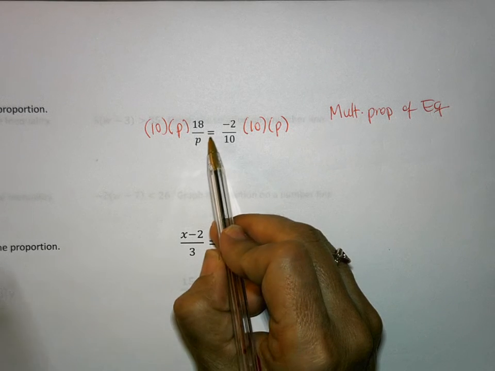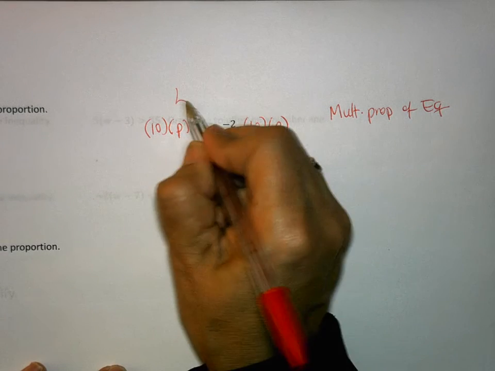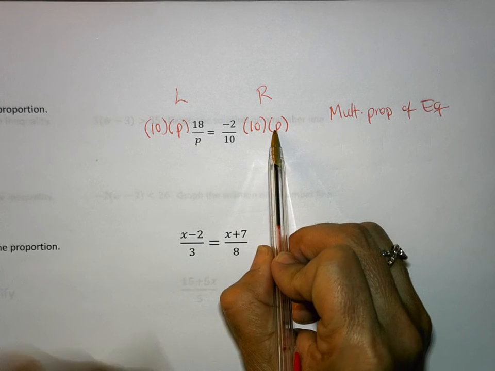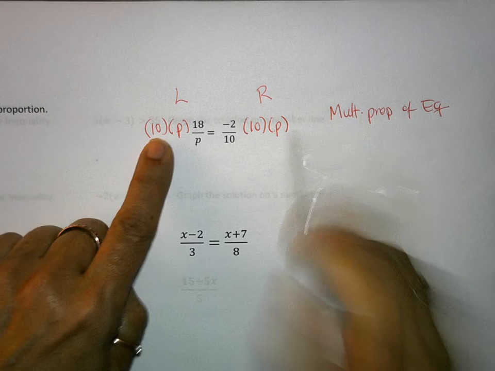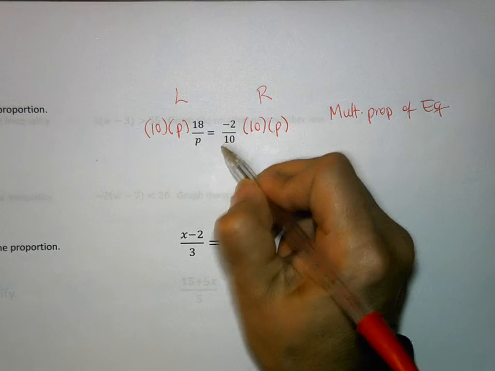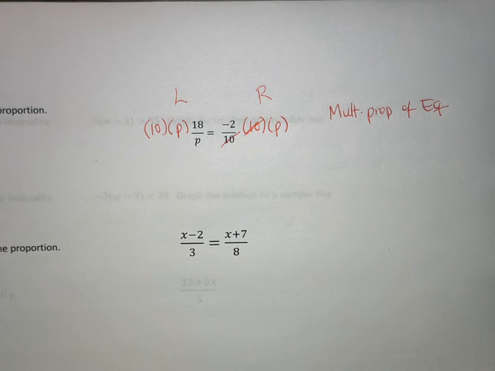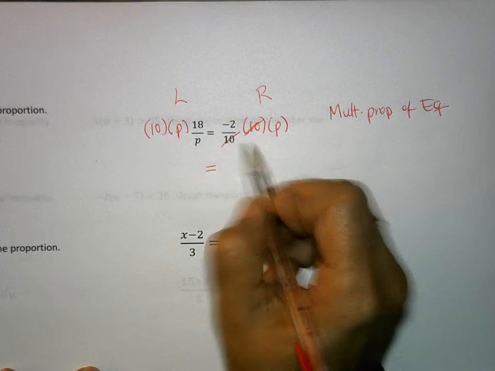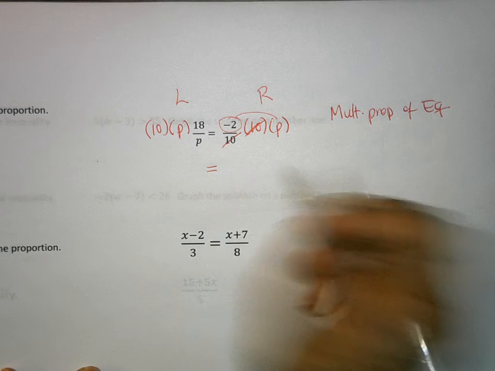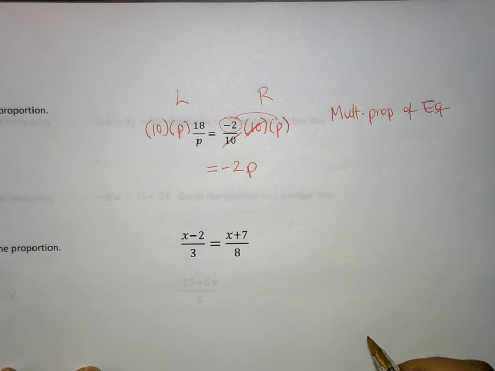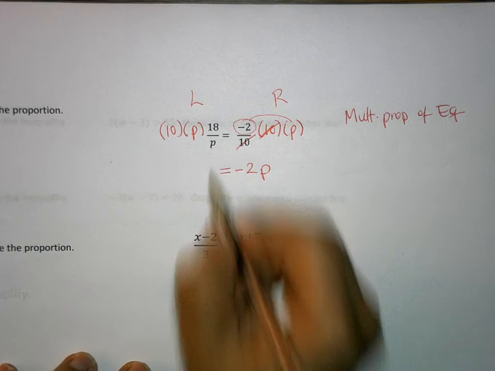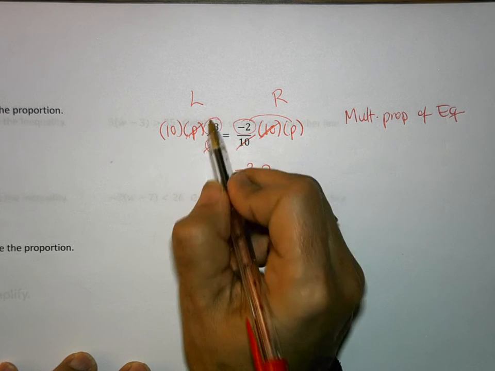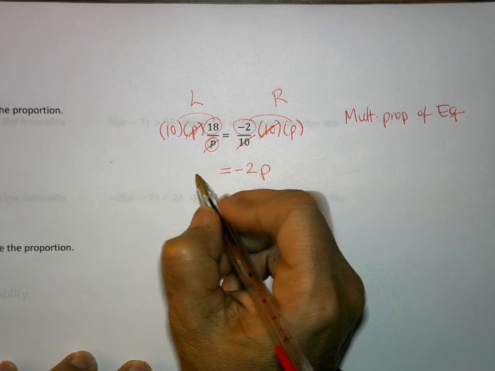Equations, whatever you do to the left, you must do to the right. Okay? So if I multiply by 10p, I multiply over here by 10p as well. On this side, the 10s cancel. So I don't need to multiply by 10 and then divide by 10. So on the right side, the only leftover is negative 2 times p. So we get negative 2p. On the left side, the p's will cancel. And the leftovers are multiplied. 18 times 10. So we get 180.